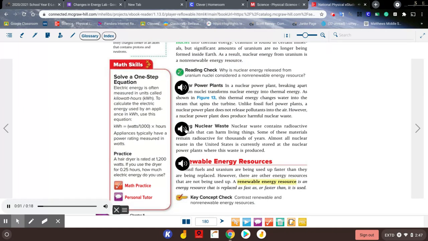Storing nuclear waste. Nuclear waste contains radioactive materials that can damage living things. Some of these materials remain radioactive for thousands of years. Almost all nuclear waste in the United States is currently stored at the nuclear power plants where this waste is produced.